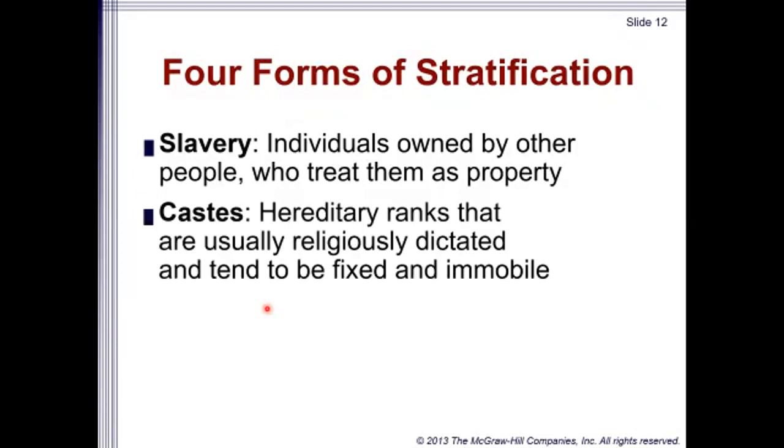Second is the caste system. As we have learned in the video just now, the caste system is considered another example of a closed system. So the ranks have been fixed. Okay, the ranks have been fixed. So it is a closed system.